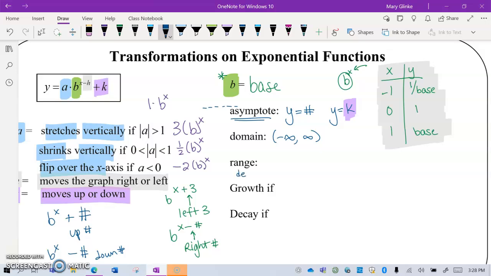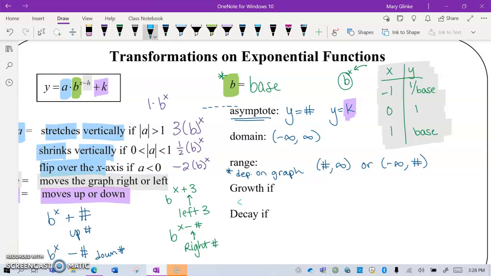Your range depends on the graph. So you always have to graph it first and then identify your range. It's either going to be some number to infinity, or it's going to be -infinity to some number, depending on how your graph looks.